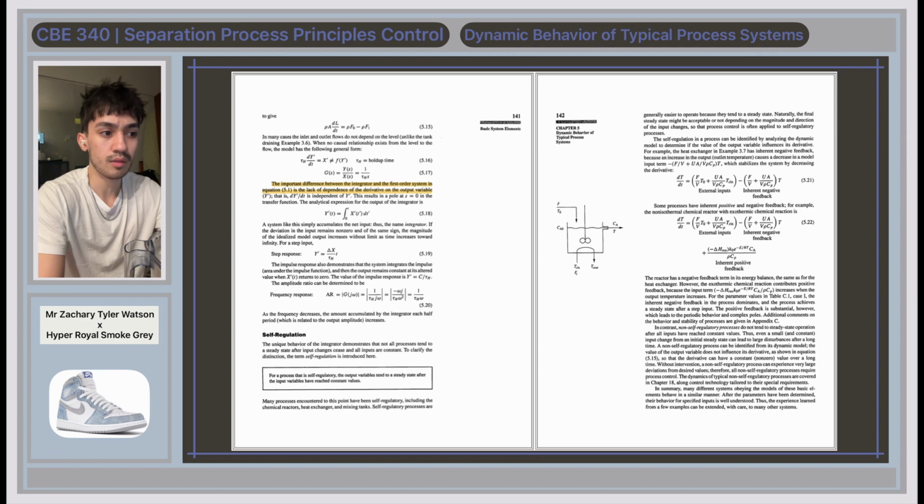In summary, many different systems obeying the model of these basic elements behave in a similar manner. After the parameters have been determined, the behavior for specific inputs is well understood, so the experience learned from a few examples can be extended with care to many other systems.